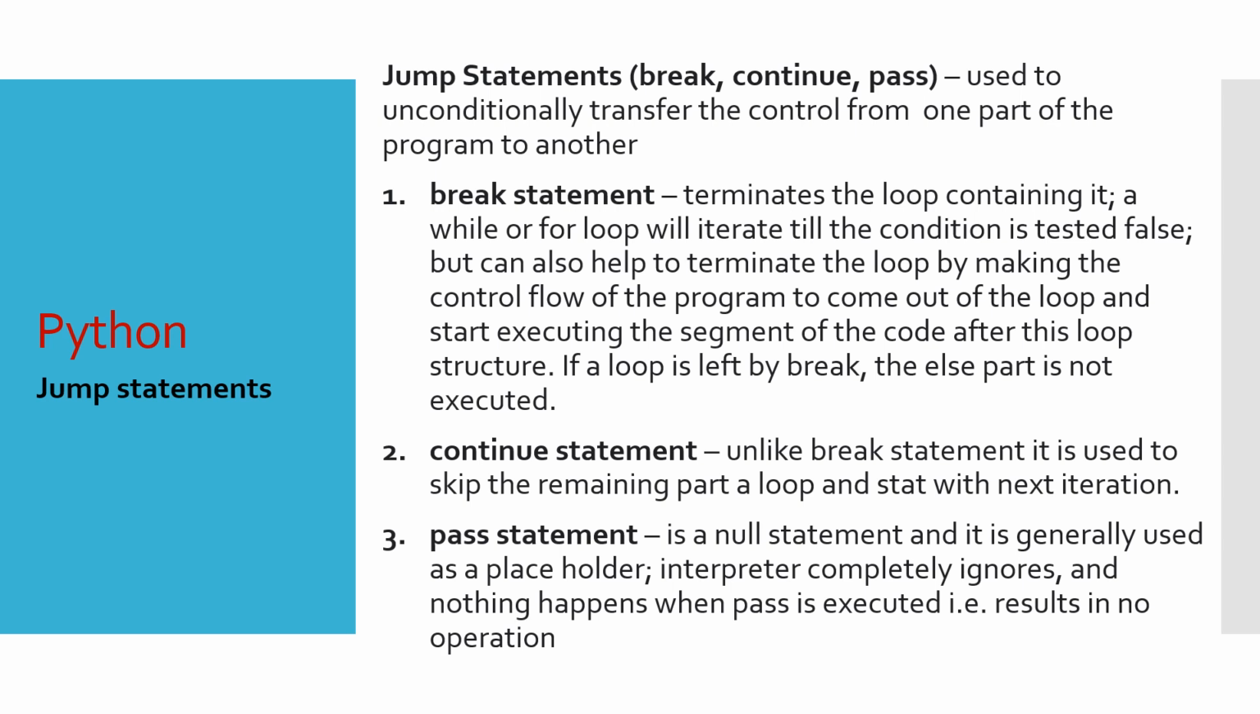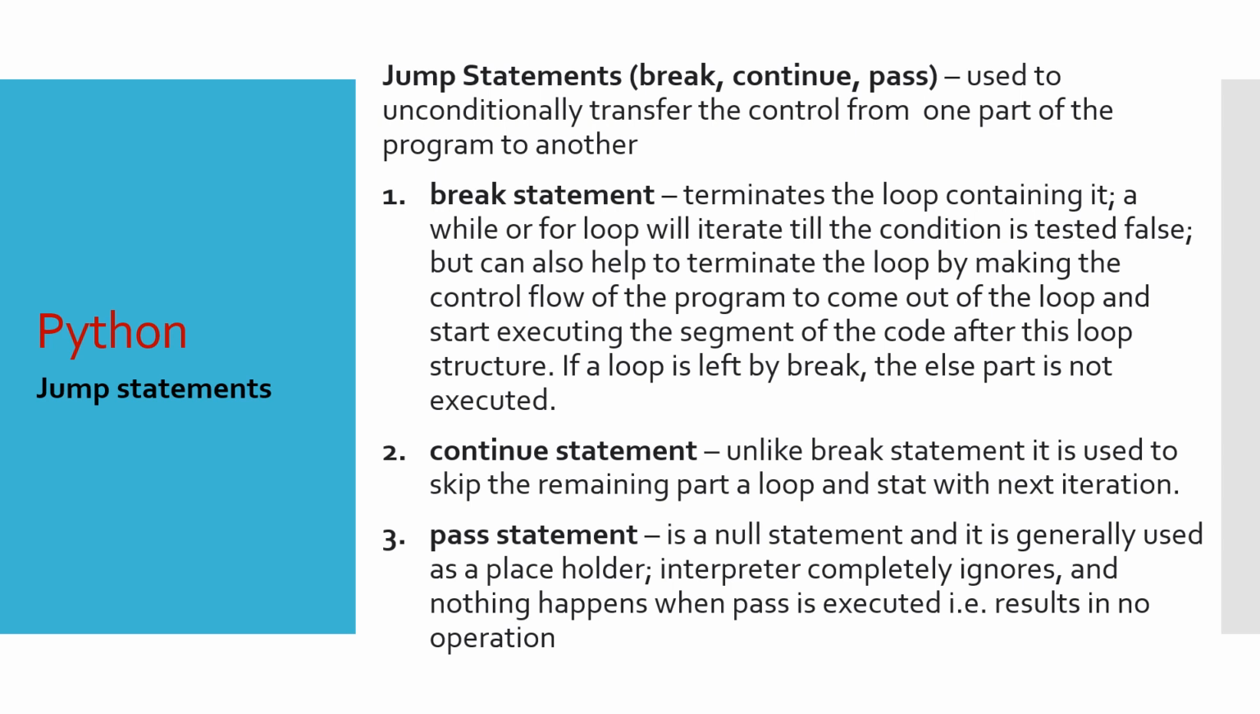As part of the programming lines, you can say, okay, I want to break this loop at this point, or I want to continue now, or I want to pass this statement, for example. The pass is a null statement, so the interpreter will completely ignore that line and nothing happens when a pass is executed. Basically, the computer program will ignore it and just keep going.